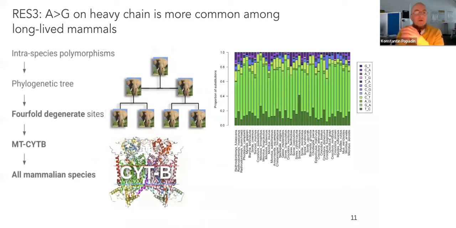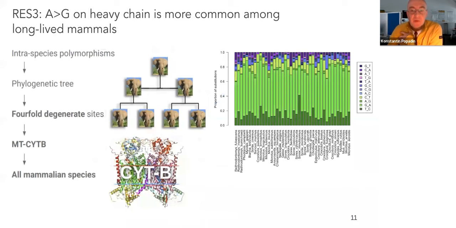And when we count all substitutions, we need to do some normalizations. Most importantly, we need to take into account only substitutions which are neutral, because we don't want to analyze changes in the structure of cytochrome B or something. We want to work with the most neutral substitutions, because our goal is to understand mutagenesis, not selection. So we want to focus on places in the mitochondrial genome where selection doesn't work. And we assume that synonymous substitutions, so substitutions which affect DNA but don't change amino acid content, are the best subset of sites which are neutral. So for hundreds of mammalian species, we reconstructed the phylogenetic tree, polarized and reconstructed all substitutions which are synonymous, and counted them.